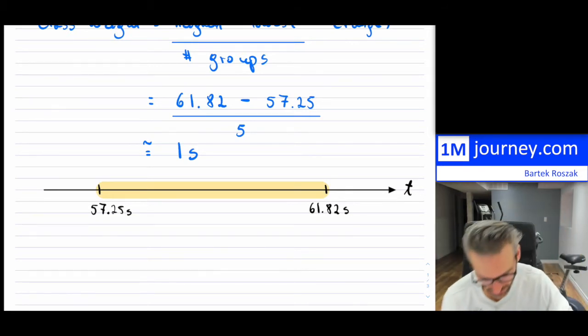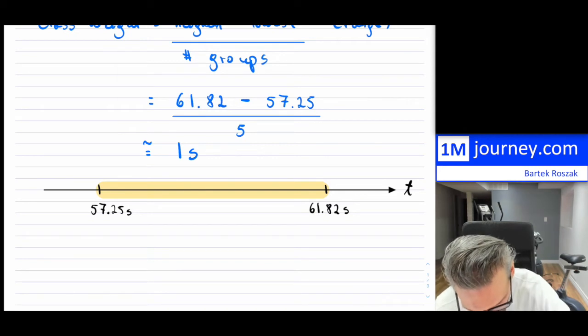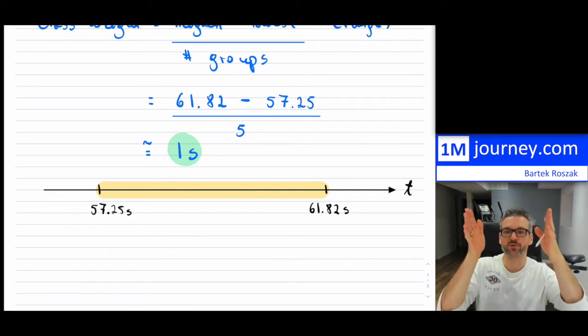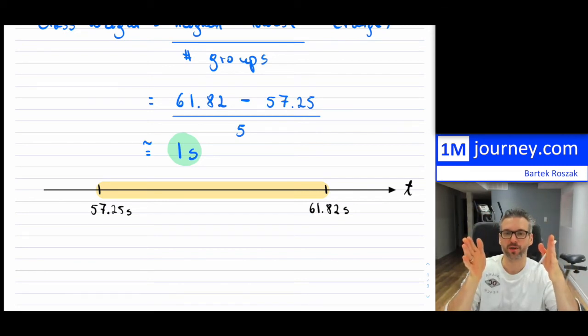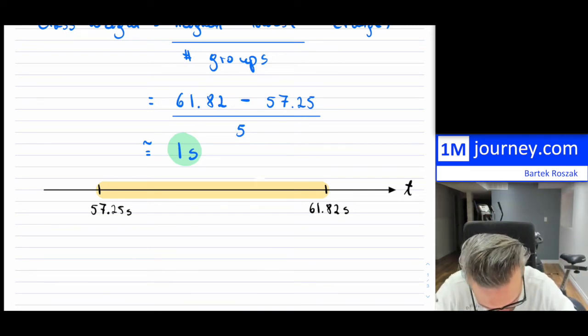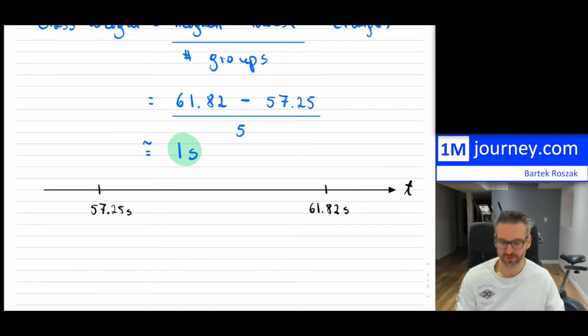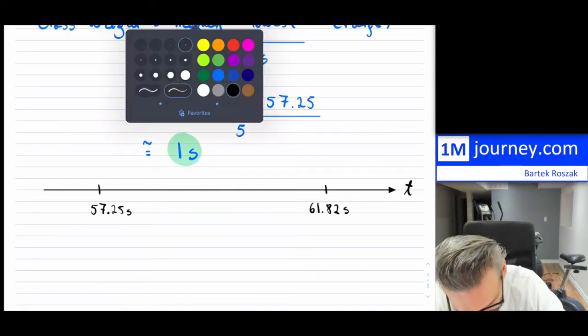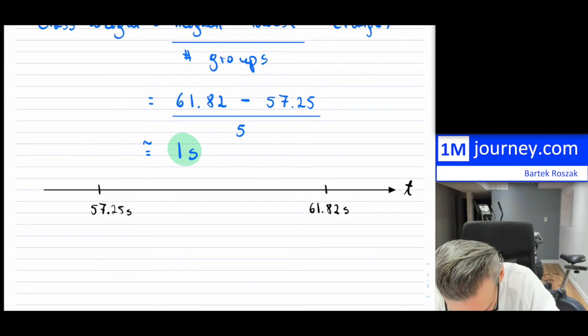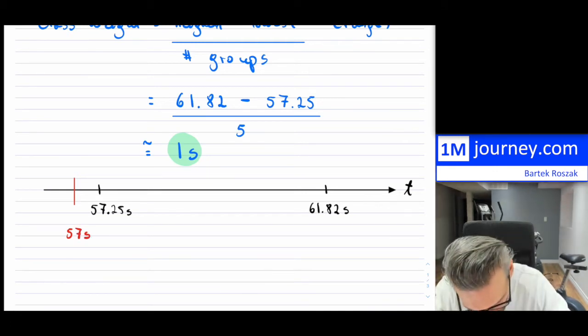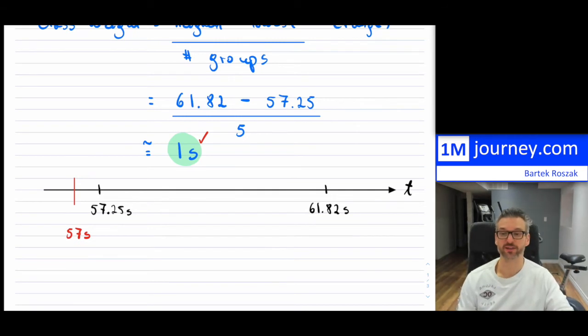Now, to find this class width, I'm going to break it down into 1 second intervals. So my class width in this case is just a 1 second interval. I'm going to conveniently pick my starting point. I'm not going to start at 57.25, that's not a very nice round number. Instead, I'm going to start a little bit earlier, at 57 seconds. And now I'm going to use intervals, or the class width, of 1 second.